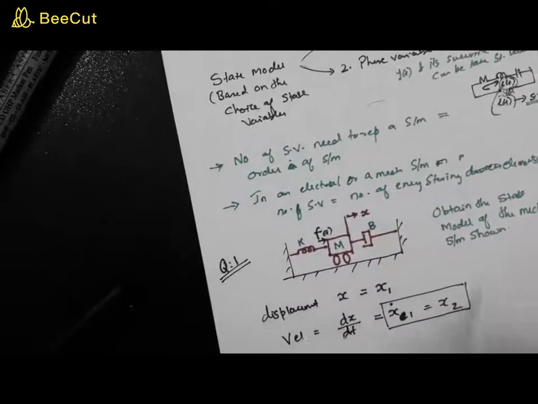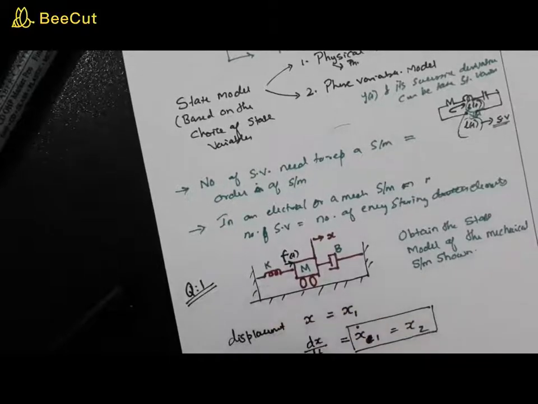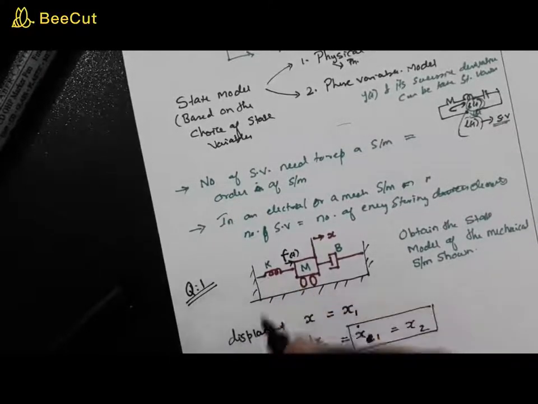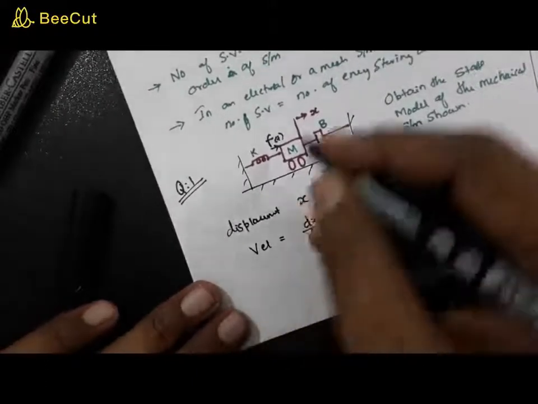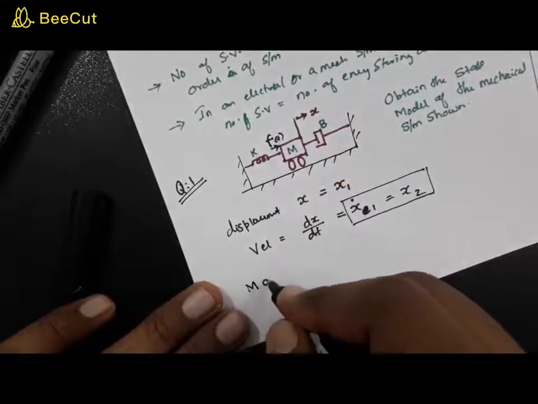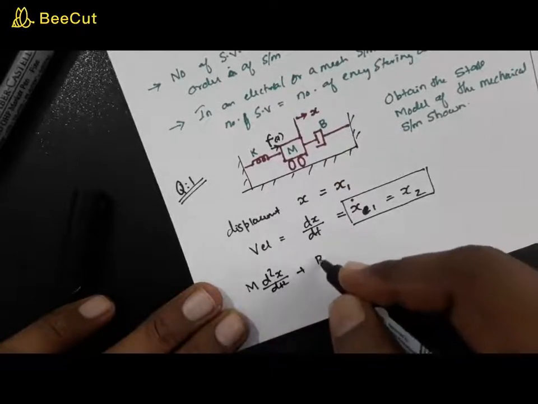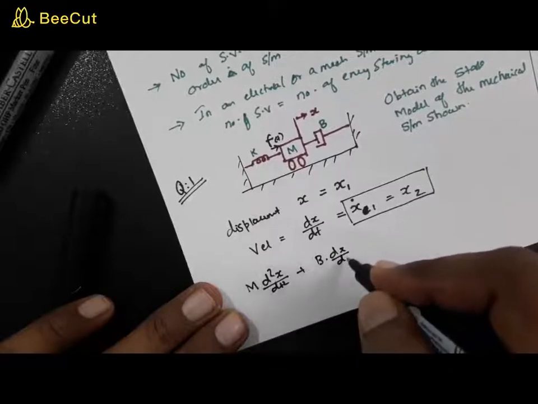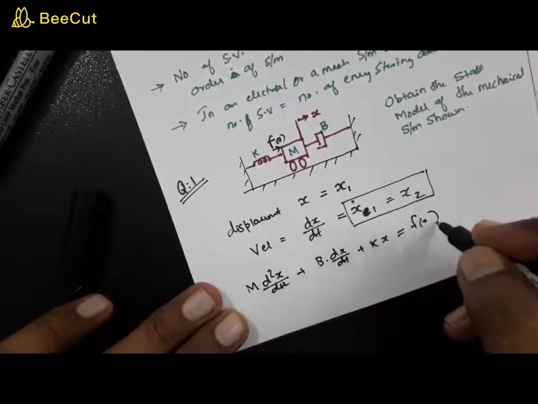To get the further equation, we have the first derivative of the variable x1. Now we need to get the first derivative of x2 as well. For that, you need to write down the force balance equation. We have already studied that in module 1. The force balance equation is m into d square x by dt square plus b into dx by dt plus k into x is equal to f of t.